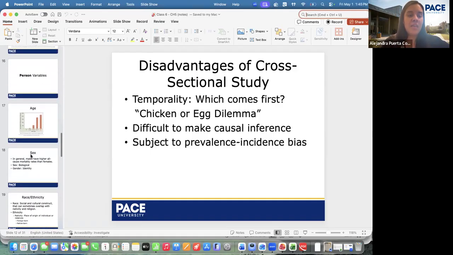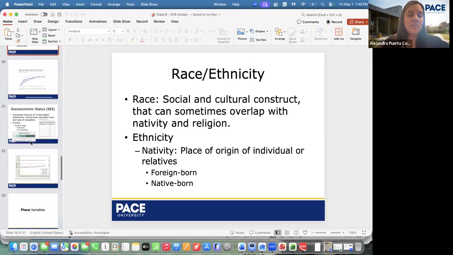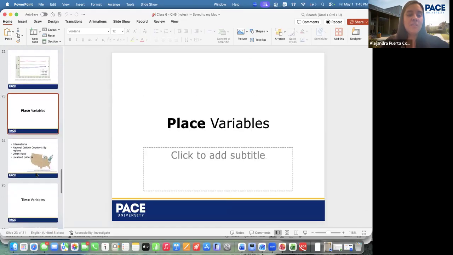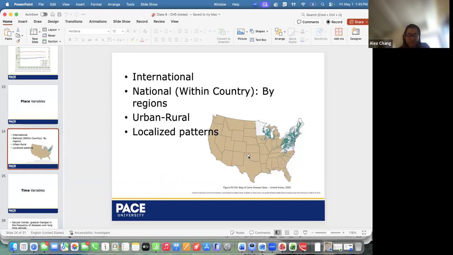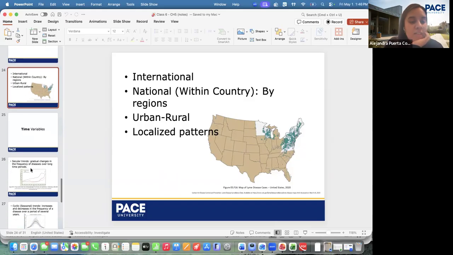Okay, person variables: age, sex, race, ethnicity, socioeconomic status. Place variables: we have international, national, urban, rural, localized patterns. Who remembers what this map was for? I mean, it says right there. Lyme disease. Yes. So where is Lyme disease more prevalent? East side, New Jersey. Yeah. Northeast, right?